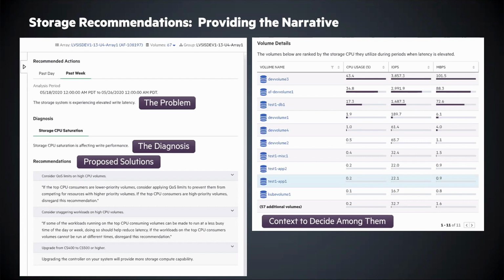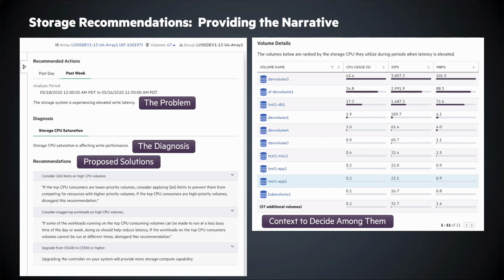And we, in addition to that, also want to make sure that we provide the user the context to make sure that they can make the decision between those recommendations appropriately, right? So by focusing and saying, because we know this is a CPU saturation issue, we can go in and say, what are the top consumers of CPU utilization, right?